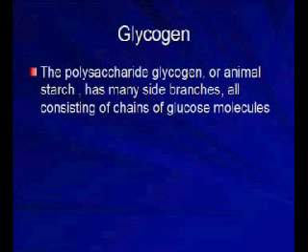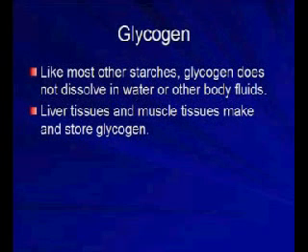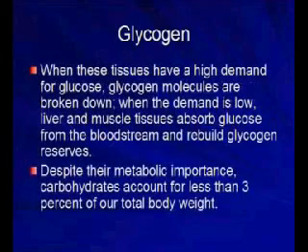Glycogen, a structure that you should become familiar with. The polysaccharide glycogen, or animal starch, has many side branches, all of which consist of chains of glucose molecules. Like most other starches, glycogen does not dissolve in water or other bodily fluids. Liver tissues and muscle tissues make and store glycogen. When these tissues have a high demand for glucose, glycogen molecules are broken down. When the demand is low, liver and muscle tissue absorb glucose from the bloodstream and rebuild glycogen reserves. Despite their metabolic importance, carbohydrates account for less than 3% of our total body weight.